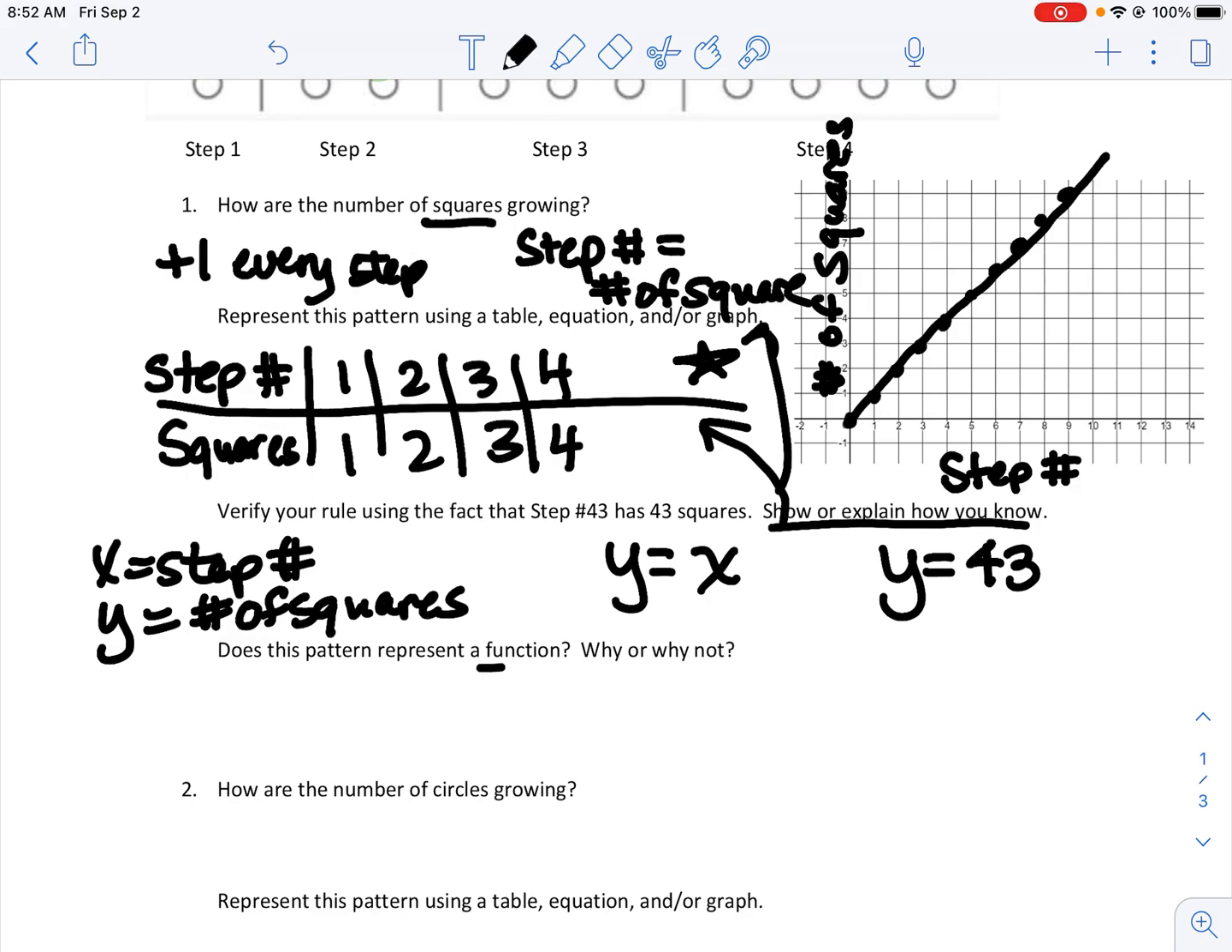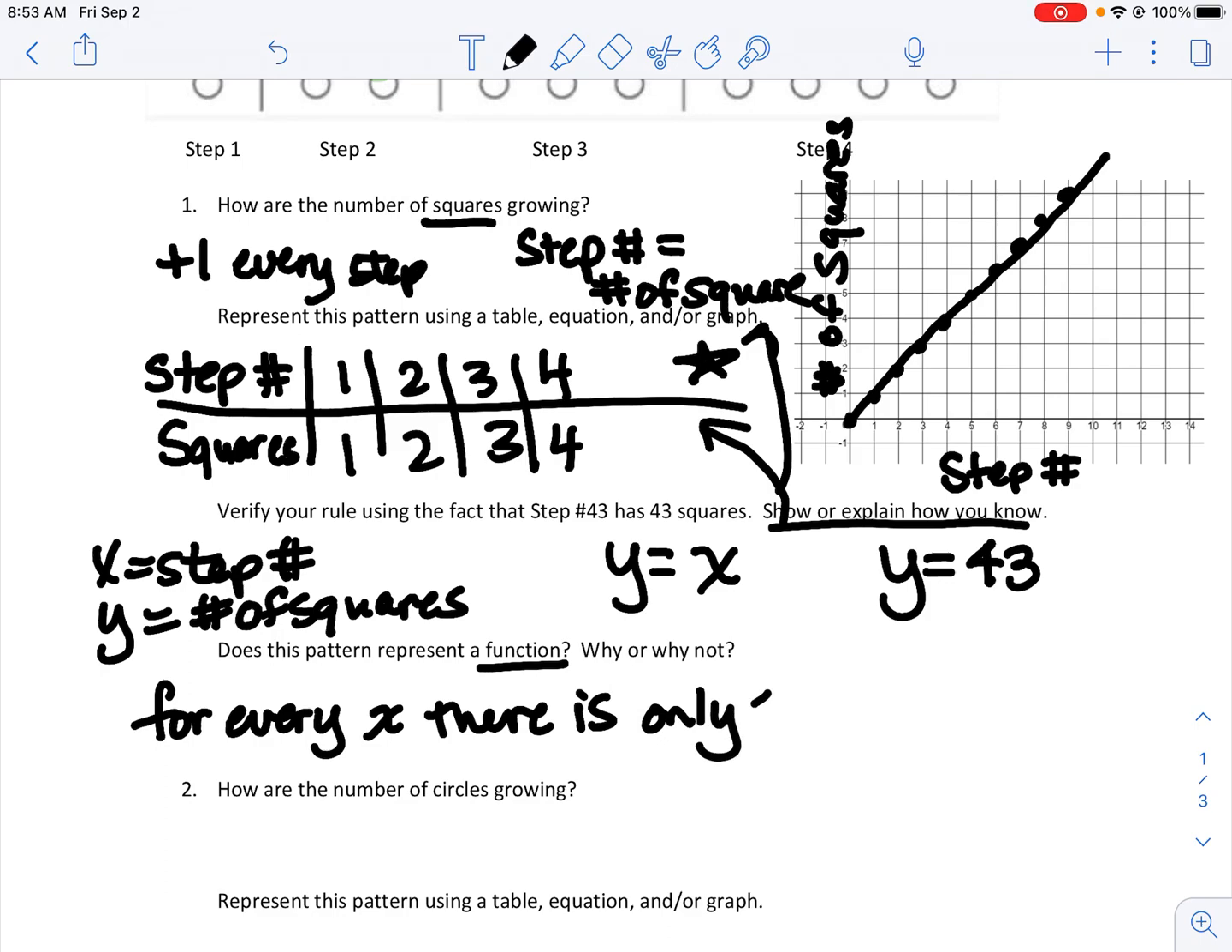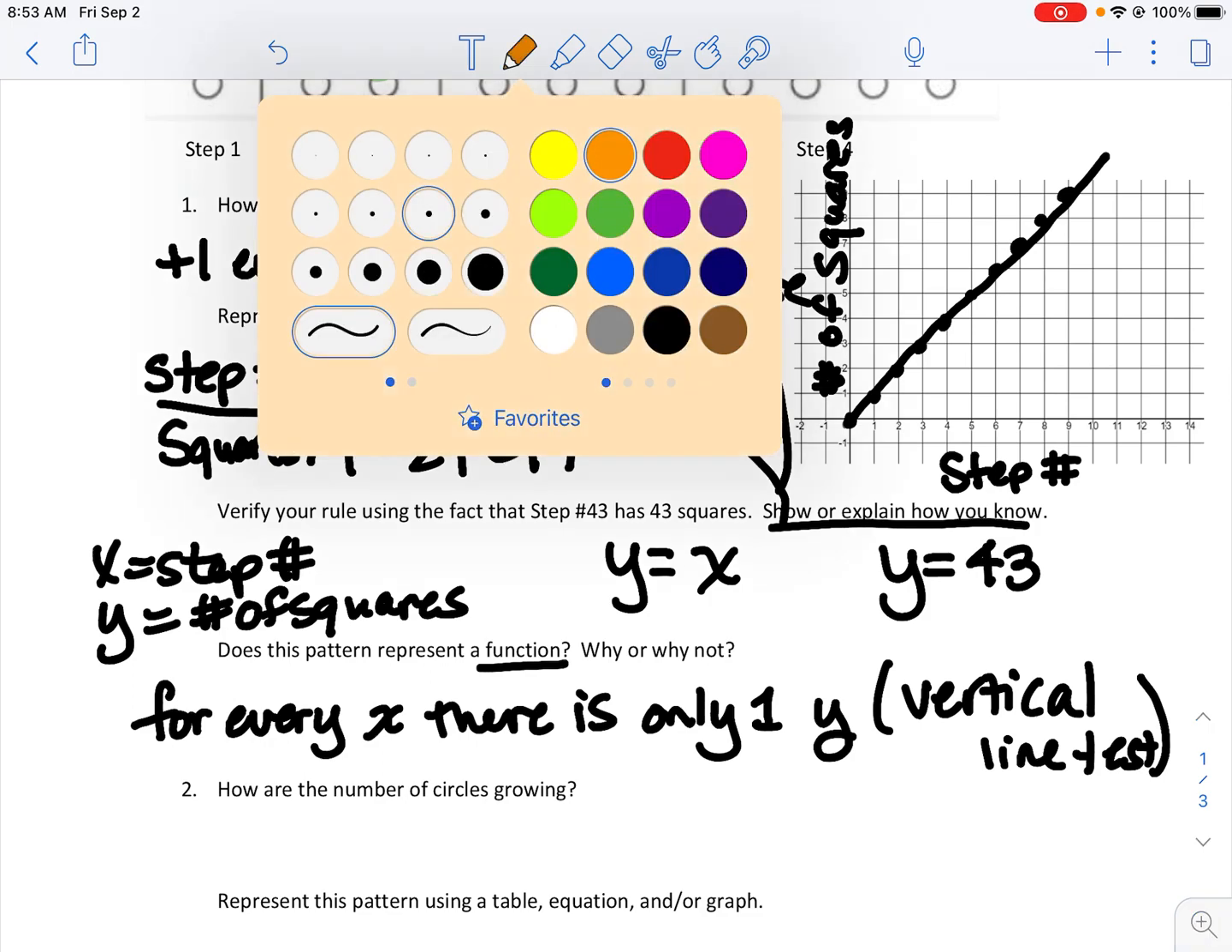Does this represent a function? So a function, the definition of a function, is that for every x, there is only one y. And that means it'll pass the vertical line test. So since the step number is equal to the number of squares, it will be a function.